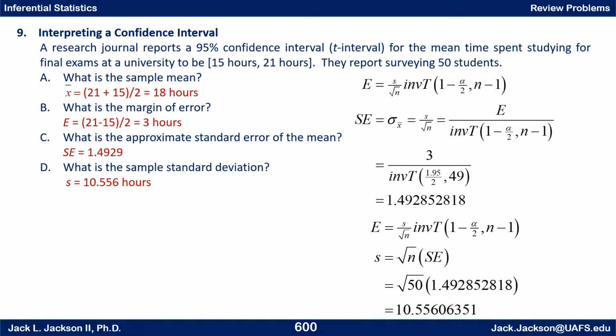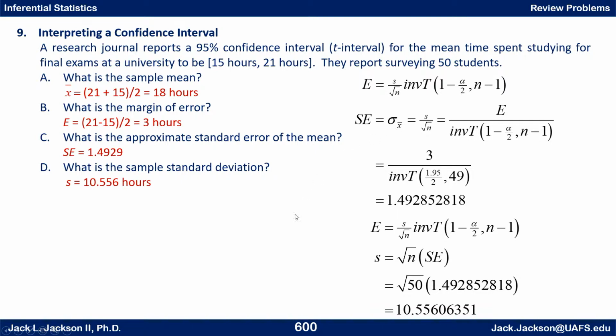The standard error of the mean, another name for that is sigma sub x bar, which is what it really is. It's the standard deviation of the x bar values. Now remember, here is our formula. The margin of error is S, the standard deviation of the sample, divided by the square root of n, times inverse t of 1 minus alpha over 2, or if you'd rather write that, 1 plus confidence level over 2, and then degrees of freedom, which are n minus 1.